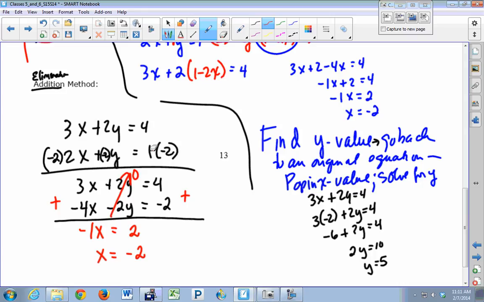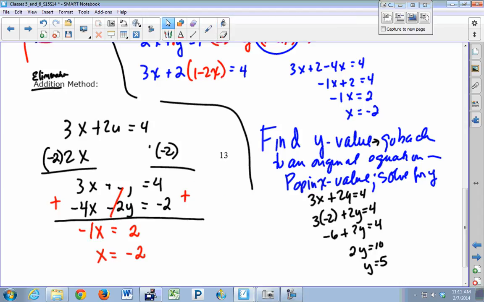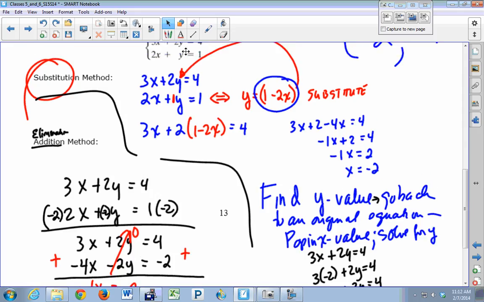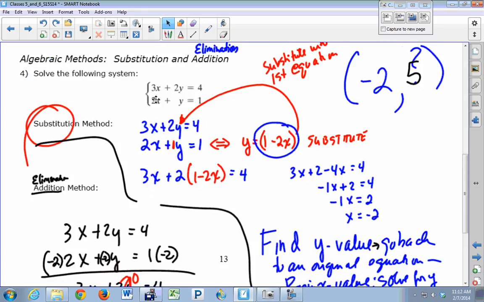Sometimes you're not as lucky to have a variable with a coefficient of 1, and you've got to multiply both equations by a number. The key idea here is to make the coefficients so that they're opposite. Okay, so let's suppose we were looking at this again, and let's suppose you didn't want to make this a negative 2, and you were going to try to get rid of the x. So you have lots of choices here.